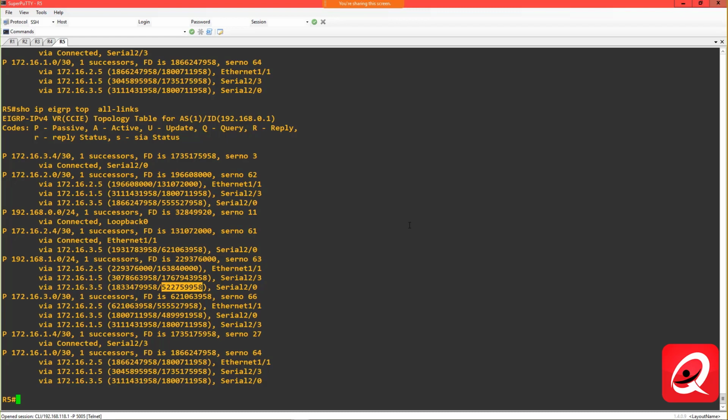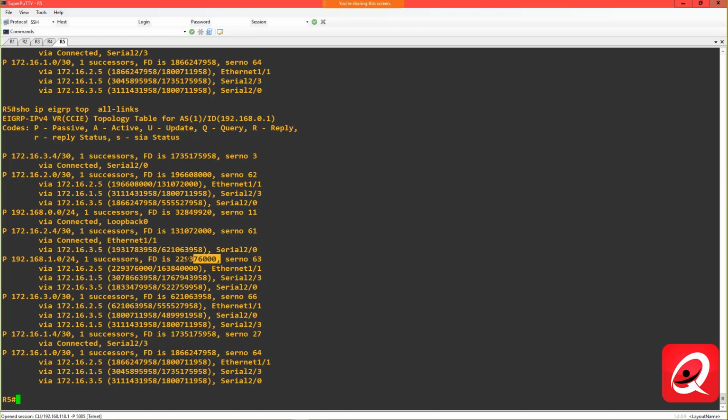17679433958 is definitely larger than 522759958. Does it actually meet the feasibility condition? Actually, we kind of broke it, didn't we? This is where you have to be very careful when you're modifying these values, because it looks as though, no, it's not broken yet. It's still not the best path.